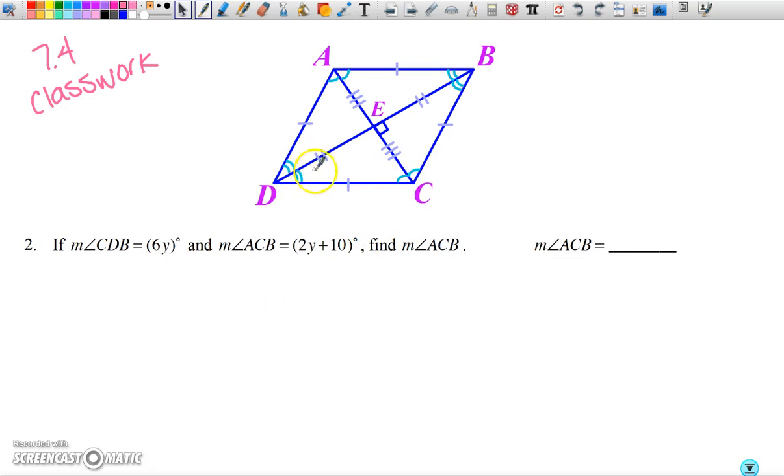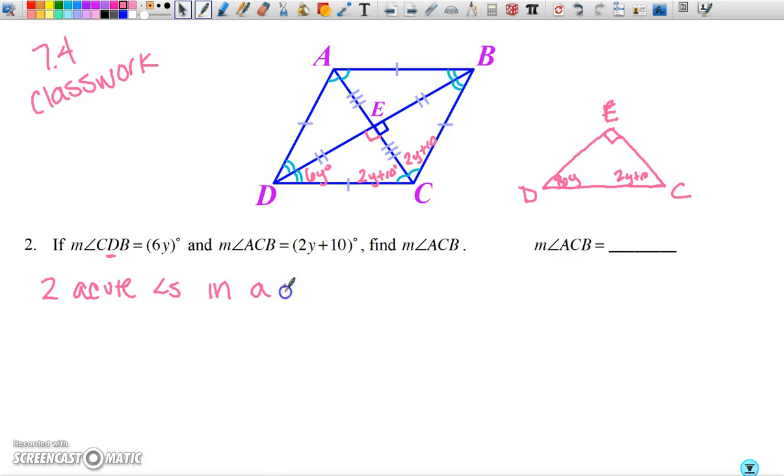So angle CDB is 6y. Remember, your middle letter is the one that matters, so that is 6y right here, CDB. And then ACB, which is here, is 2y plus 10. Now, from here, if this is 2y plus 10, then this over here is also 2y plus 10. If this is a right angle, then this is also a right angle. So what I've done is created a right triangle where you have the two acute angles of 6y and 2y plus 10.